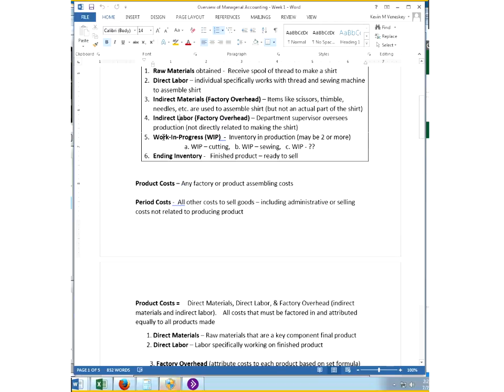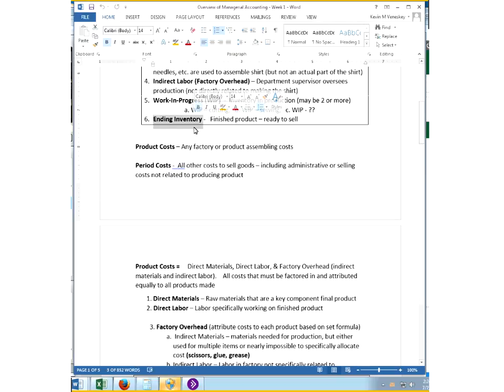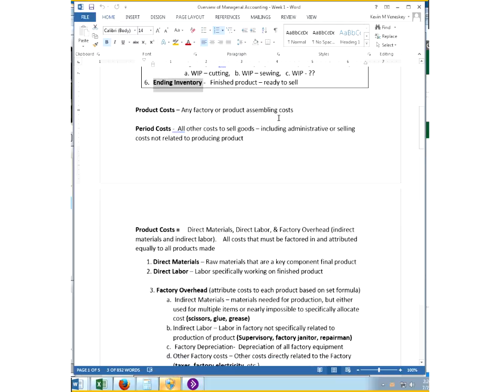Each time the potato moves into a different process and keeps getting further along, it's going to go into a different type of work in progress. We're going to have a different work in progress for each stage of production. This is going to help us keep track of where our inventory is in becoming finished. And then finally, when it's all done, it goes into our ending inventory account, ready to sell.